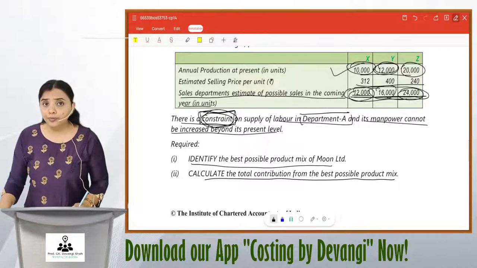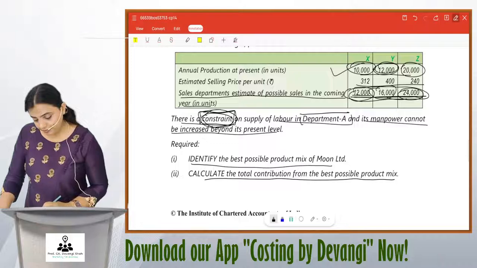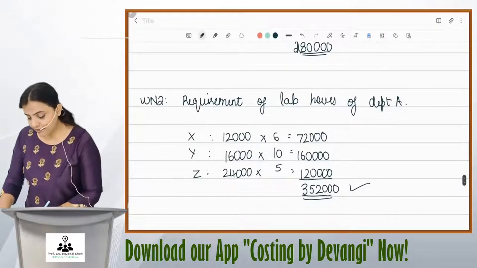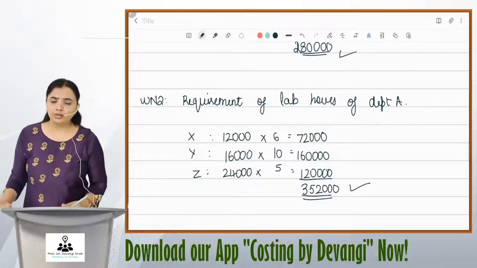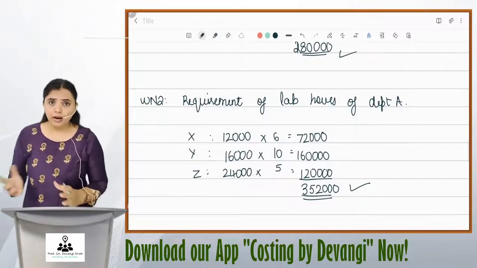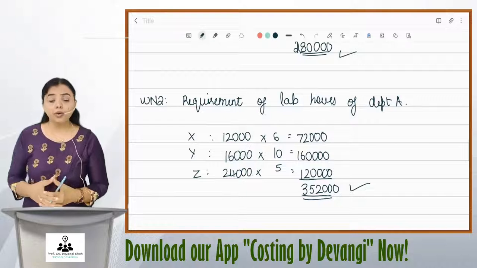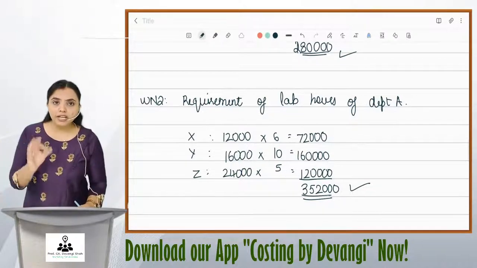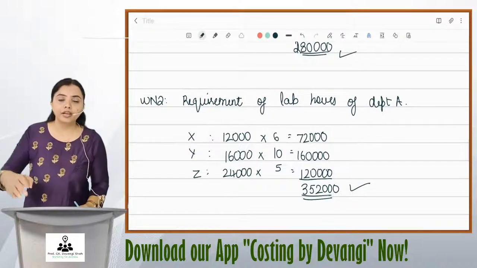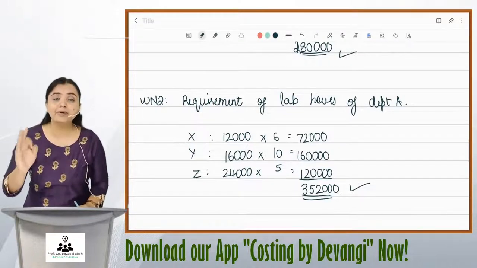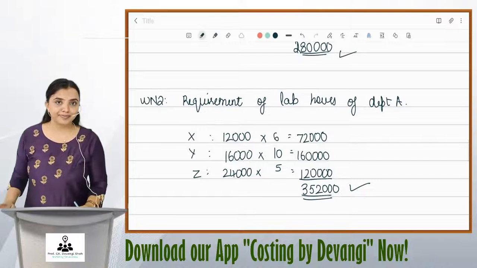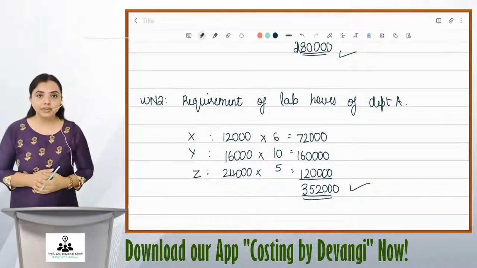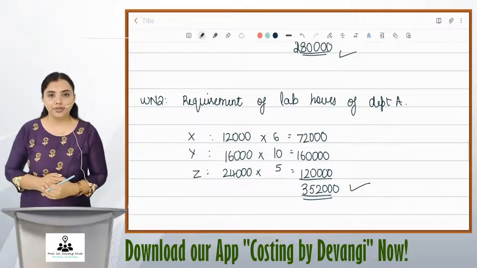So what should we do? Now, as I said, we require 3,52,000, but we have only 2,80,000. So now we can't do anything about getting more laborers. But what we can do is smartly manage our production. Manage our production in the most optimum way so that we achieve maximum profit in these hours. Now, how to do it? So 2,80,000 hours are available. We have to make the best use of it.